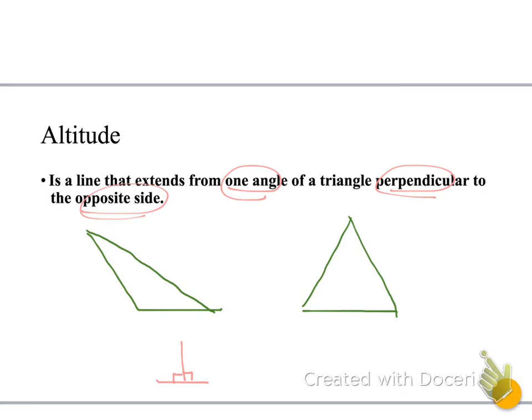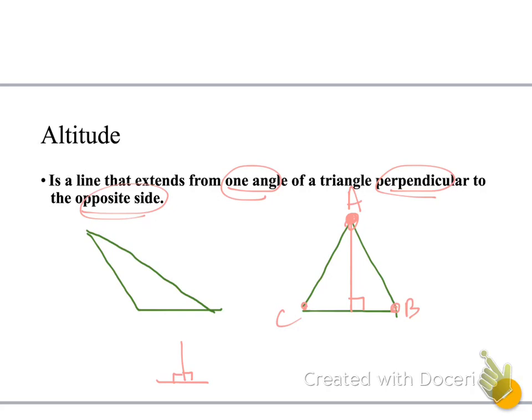So when I'm talking about perpendicular, I need to create a right angle coming from the angle that I'm trying to talk about. So we're going to come from A again, from here, and it needs to make a perpendicular line. I show that it's perpendicular by putting that right angle in it, and it's going to the opposite side.